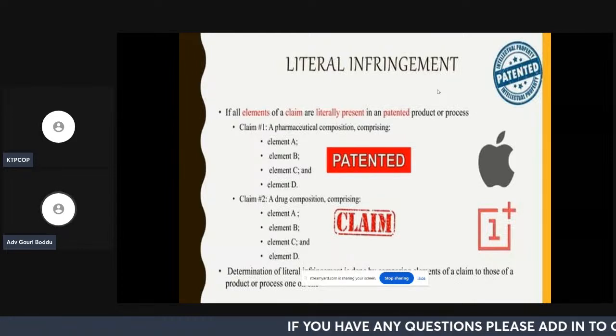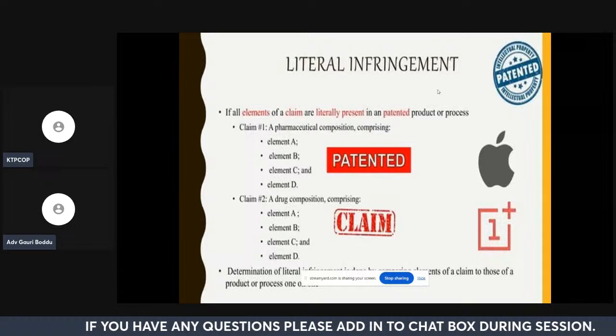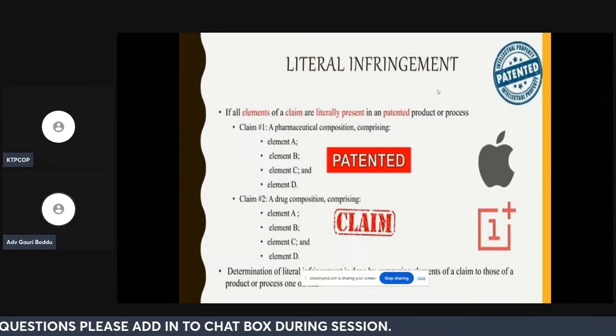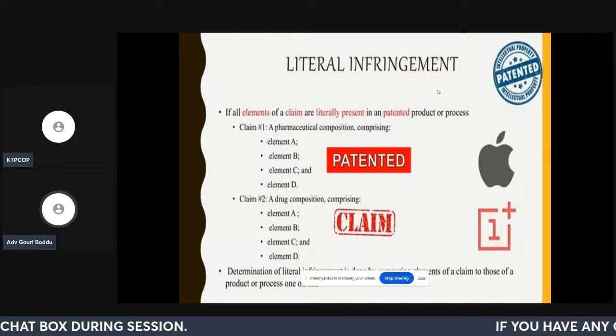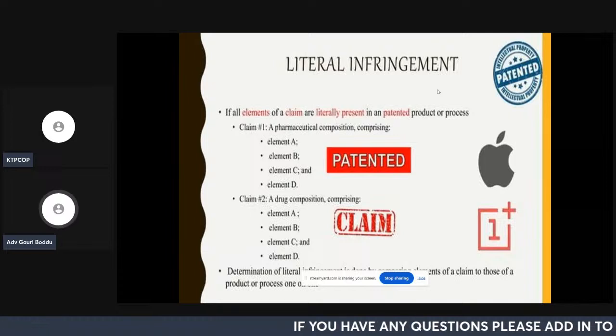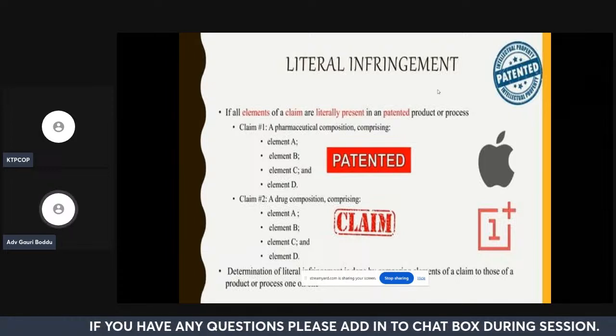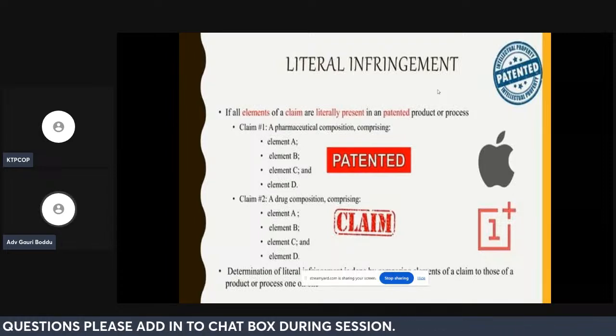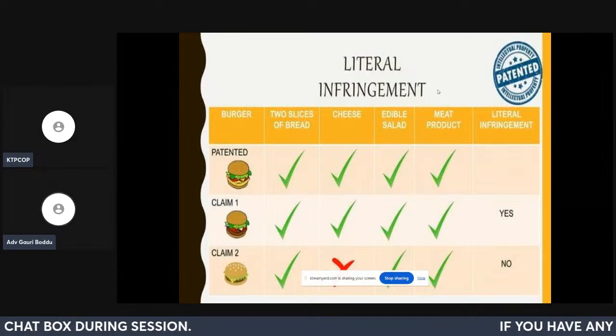Now, a drug composition comprising elements A, B, C, and D. But he's not using B, but he has used A, C, and D elements. So this is literal infringement, that something is missing from that. Determination of literal infringement is done by comparing elements of a claim to those of a product or process one on one. So this is the literal infringement example.